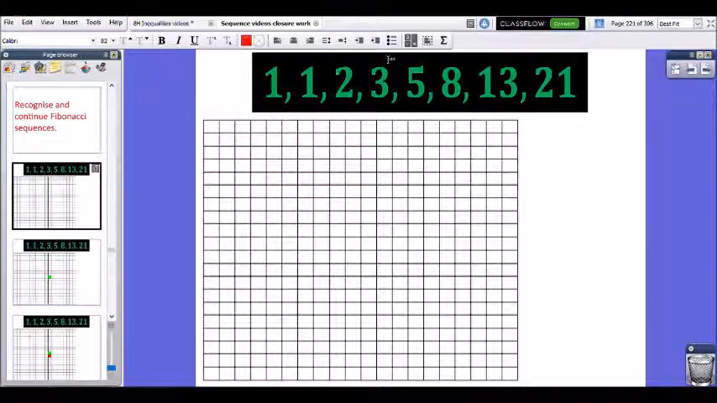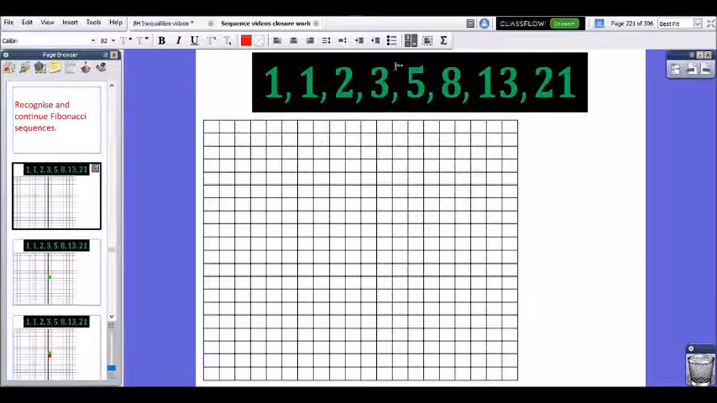Think about how we got this term 3. 1 plus 2 makes 3. How did we get the term 5? Well, 2 add 3 makes 5. How do we get the term 21? Well, 8 plus 13 makes 21, and so on. So a Fibonacci sequence means that each term is just the two terms before it added together.